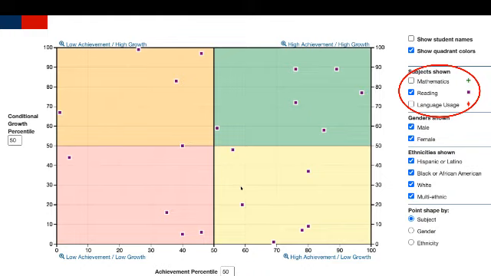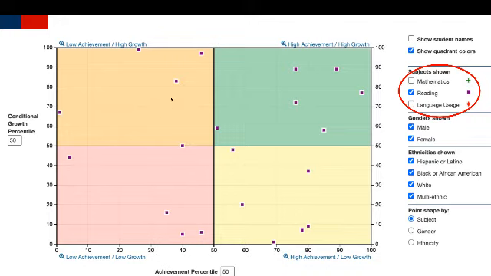Students that are down here in the lower right quadrant also have high achievement, but they're growing at less than the 50th percentile, or less than average. If these students were to continue to have very low growth, their achievement would slowly start to become lower, their achievement percentile would become lower.